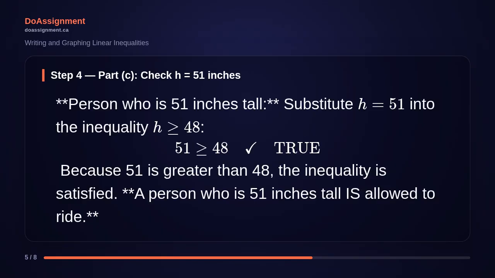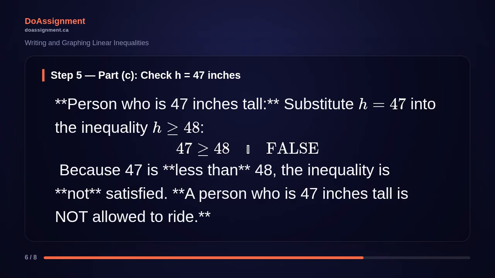For Part C, let's check each height. First, a person who is 51 inches tall. We substitute 51 into the inequality and ask, is 51 greater than or equal to 48? Yes. 51 is greater than 48, so the inequality is true. This person is allowed to ride.